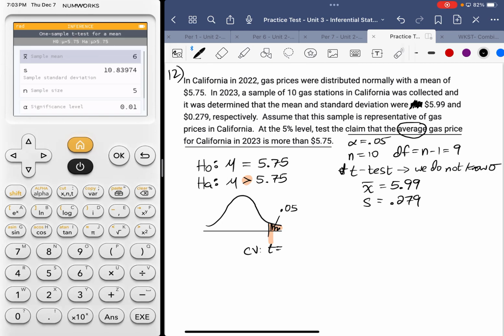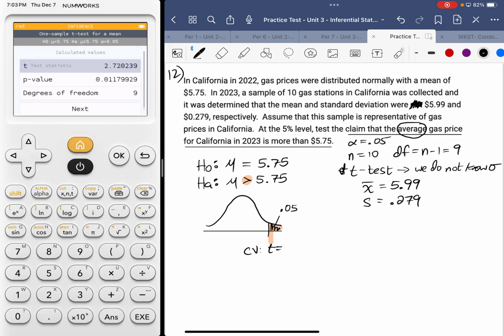Go to next. We pop in the 5.99, the 0.279, the sample size of 10. 0.01 is the alpha value. I said 0.01, but I meant 0.05. Sorry about that. Right, so hit OK. So I get my test statistic.